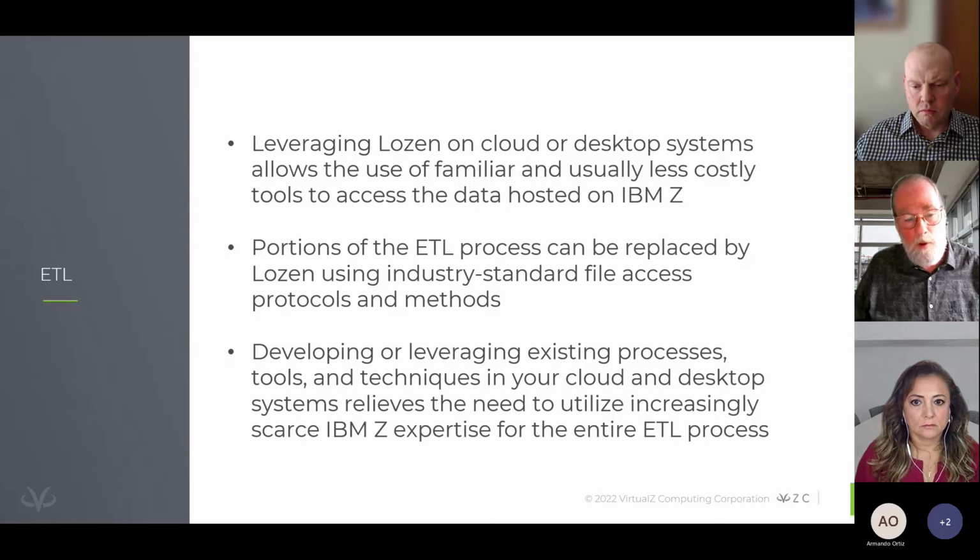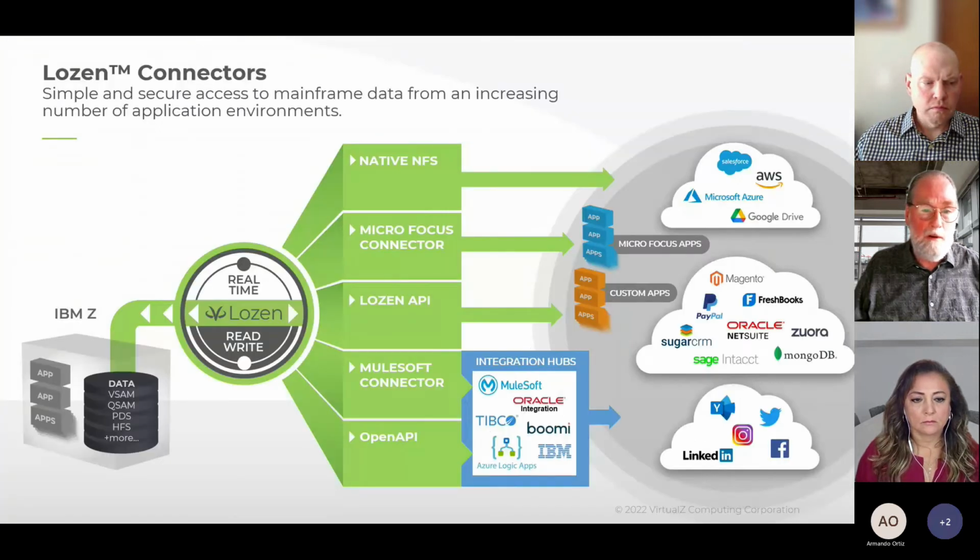It doesn't have to apply only on IBM Z. We can also do the transform, for instance, on the desktop, by the way. So we're introducing efficiencies, reducing costs, and reducing reliance on expensive IBM Z resources and expertise. Okay, now let's move on to talk about the Lozen connectors and API.